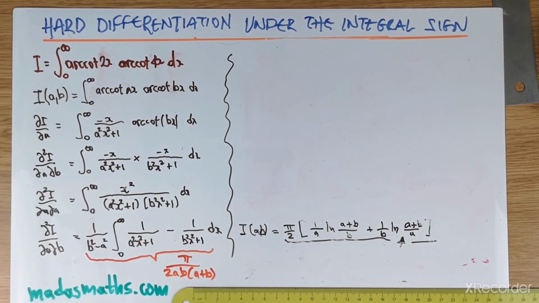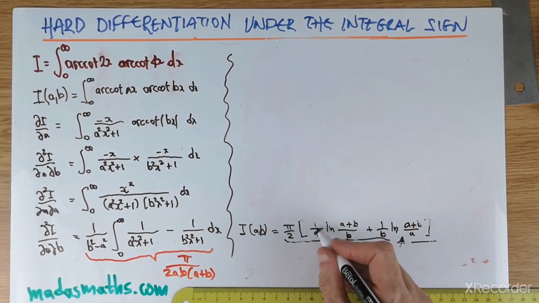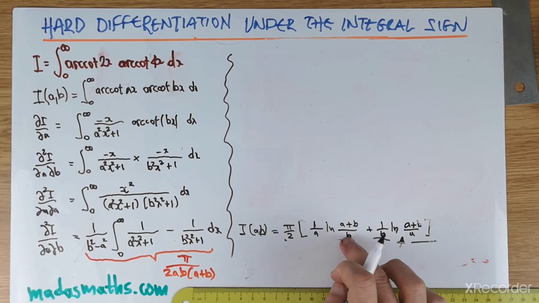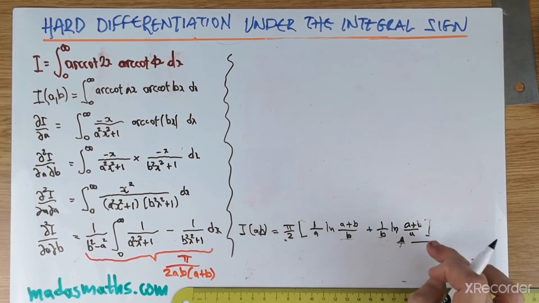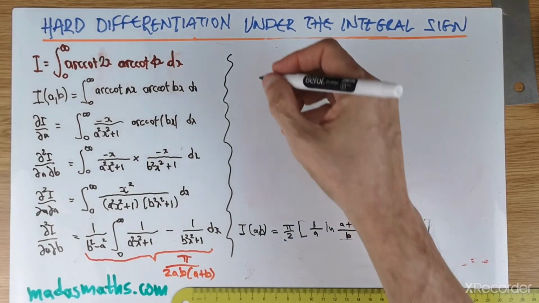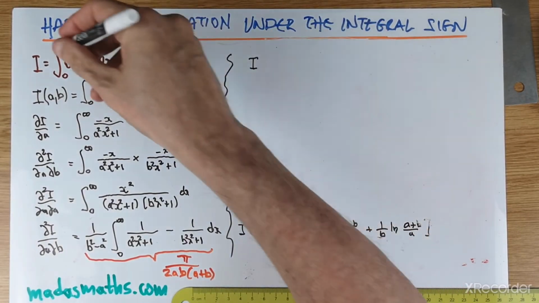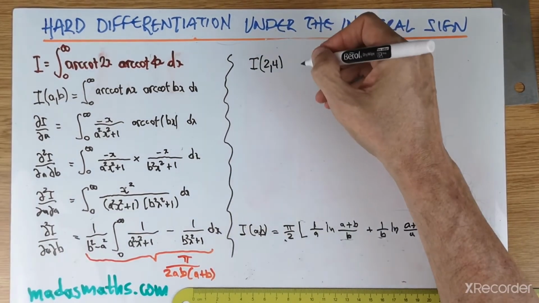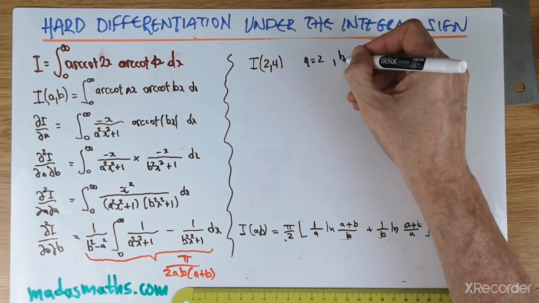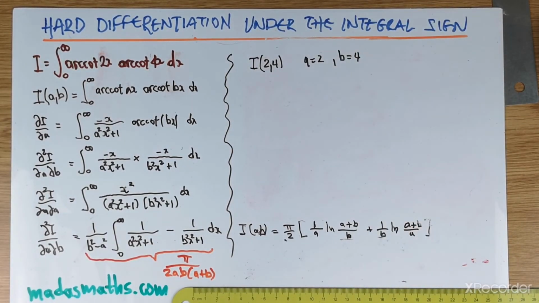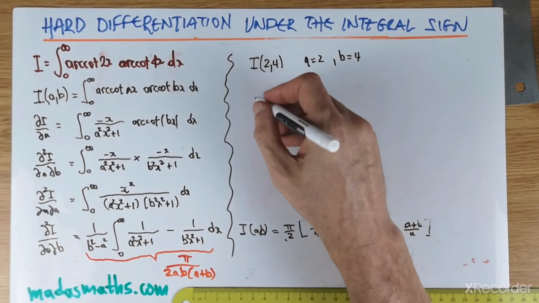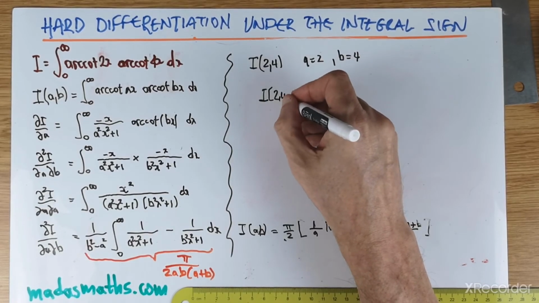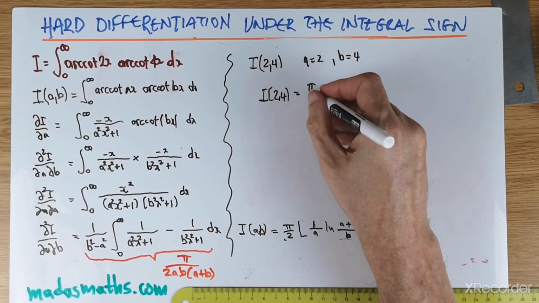So far, let's write it. I'm not going to write it again. It's all good. Okay, so finally, our I, which is what we're trying to find, of 2, 4, so a is 2, b is equal to 4. Okay, what does it produce? It gives us the following quantity is equal to pi over 2.